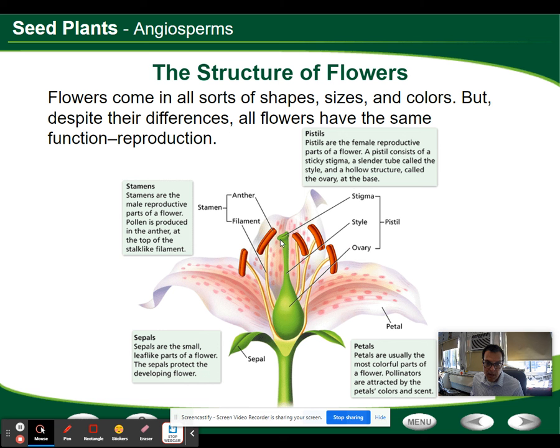So again, pollination is the transfer of pollen from the anther, the male reproductive part, to the stigma, the female reproductive part. Stigmas are sticky, so when the pollen lands here, it will stick to the stigma. And once that happens, we have pollination. The next part is, now that we have pollination, how does fertilization happen?